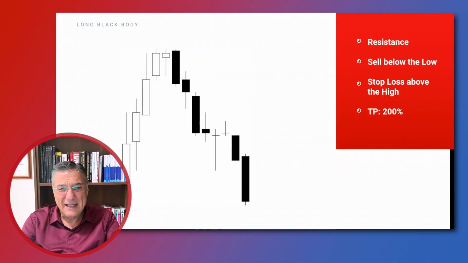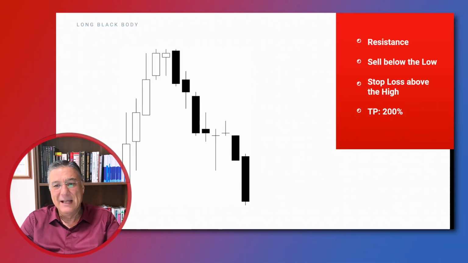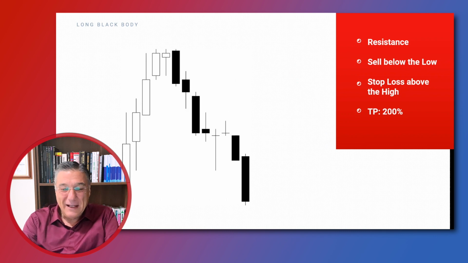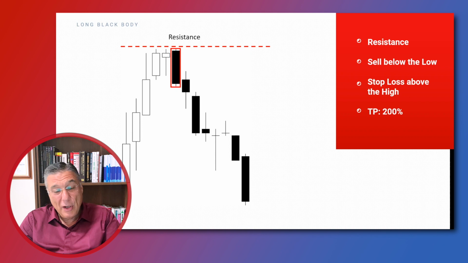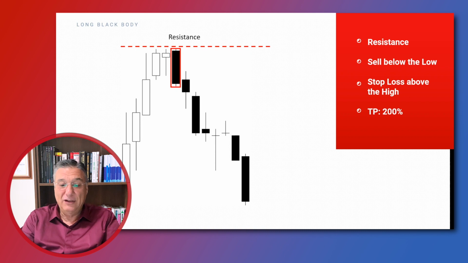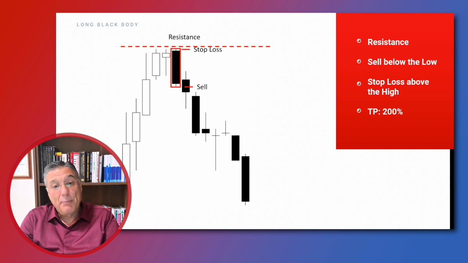Good. The first strategy is a very simple, very basic trading strategy, so we can give you some food for thought, right? So at the top of the rally, near a resistance area, we identify a long black body. Now, the presence of the long black body along with the presence of a resistance makes me feel more confident to press the trigger to sell right below the low price of the long black body, and always to place a protective stop loss at the high price of the candlestick. Always place a protective stop loss.